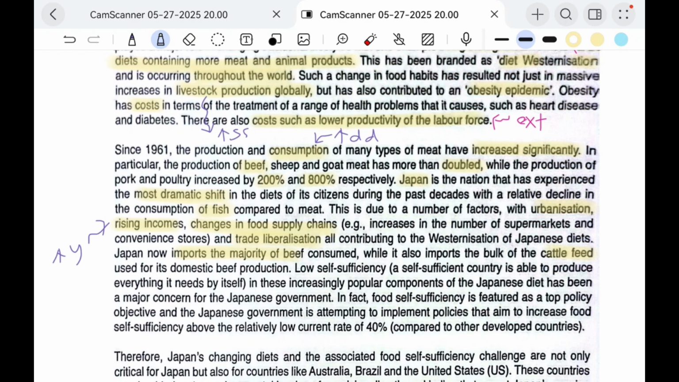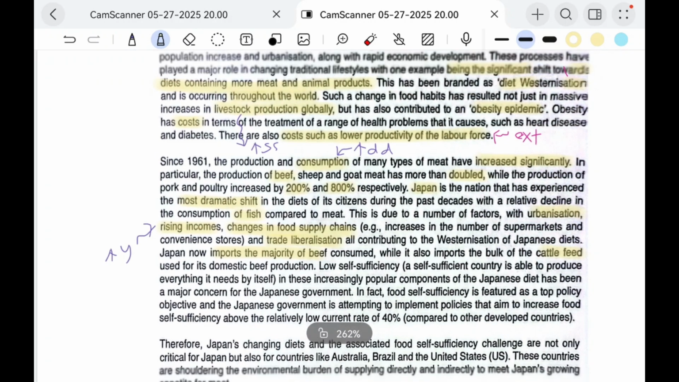Okay, then if you find that the case starts to be super descriptive, detailed, right, may be worthwhile to just glimpse through. Like for example, we now read quickly across low self-sufficiency in this increasingly popular component, major concern, how food self-sufficiency is a top policy objective and government want to implement policy to increase it, blah blah blah. Okay, so not so important to our question because we are looking at negative externality.